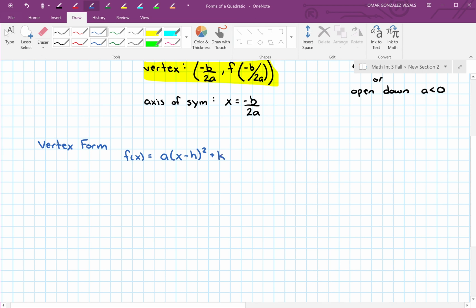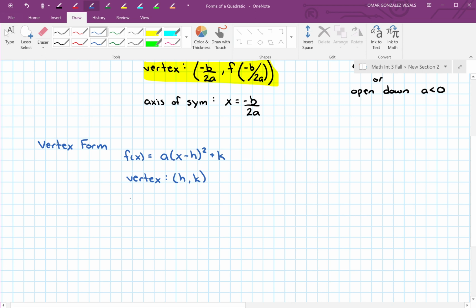This is completely different than standard form, but it tells us the same information. Okay? The only thing is, with vertex form, it's very easy to find your vertex. That's why it's called vertex form. Your vertex is just going to be whatever h and k are. That's it. No plugging anything in. It's just h and k. That's your vertex.